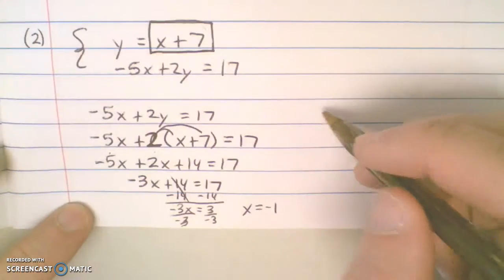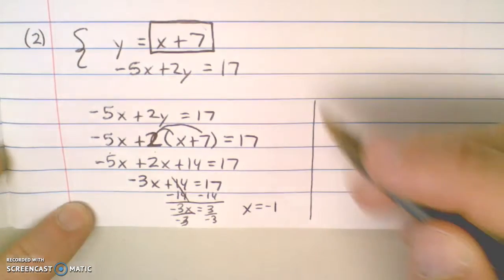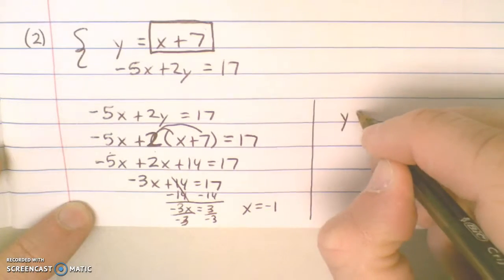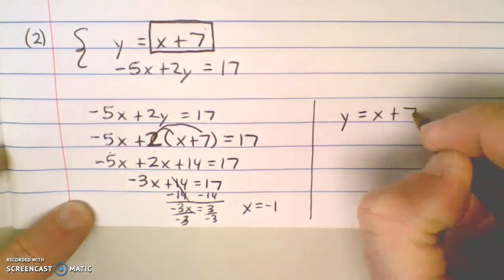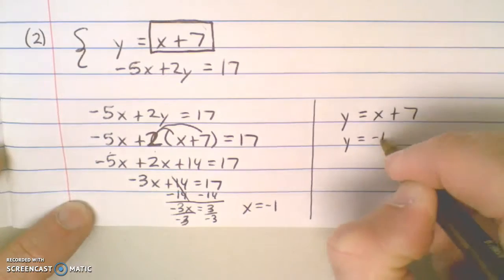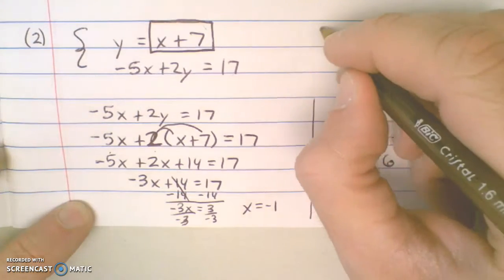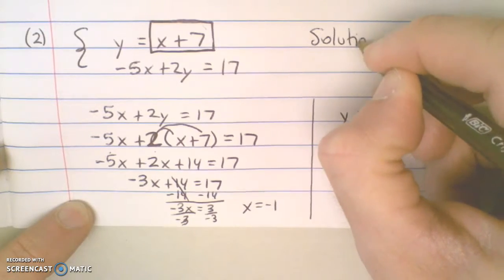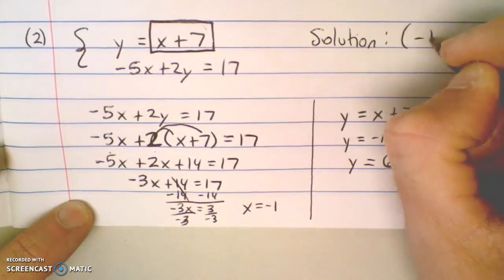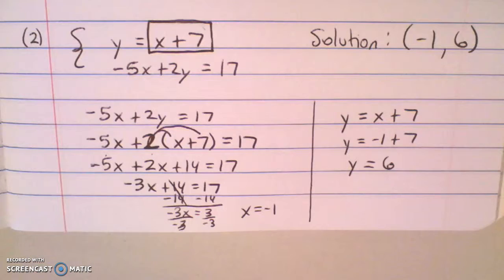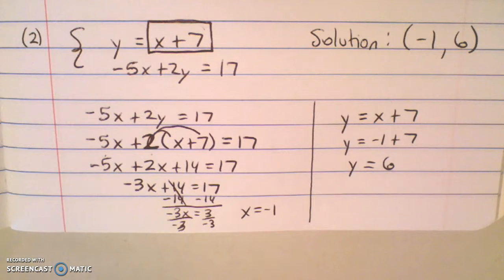We're not done with this problem though, because all we found so far was the x value. So now I'm going to take what I found for x and plug it in to the other equation. So y equals negative 1 plus 7. So y equals 6. So the solution here is negative 1 comma 6. So when I plug in negative 1 for x and 6 for y, it'll make both of these equations true. That's solving using substitution.